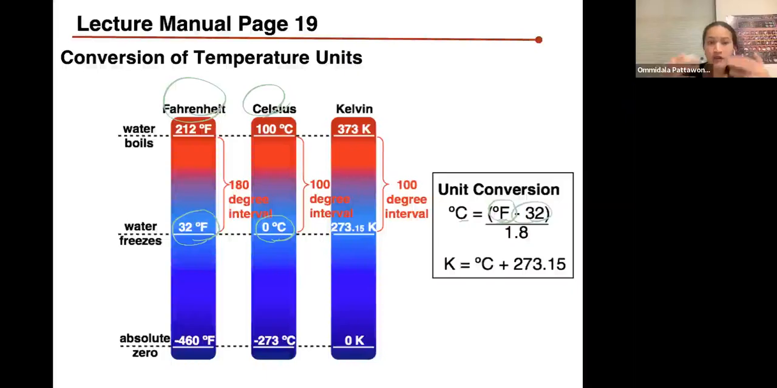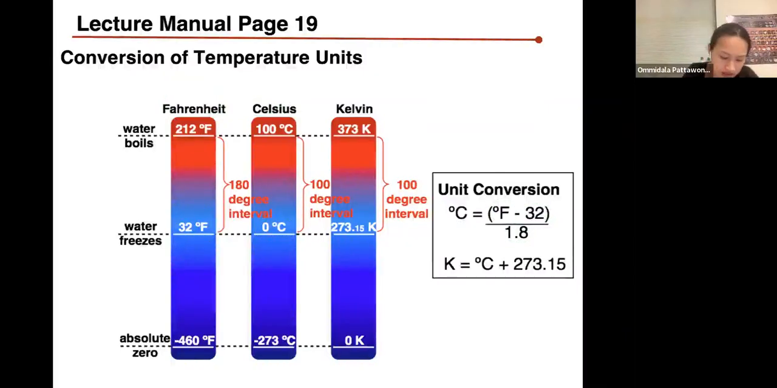And the increment of these two units: Fahrenheit increases by a 180 degree interval, versus Celsius, which increases by a 100 degree interval. Because degrees Fahrenheit is 1.8 times higher than degrees Celsius, you are going to divide by 1.8. So that's what it's coming from.